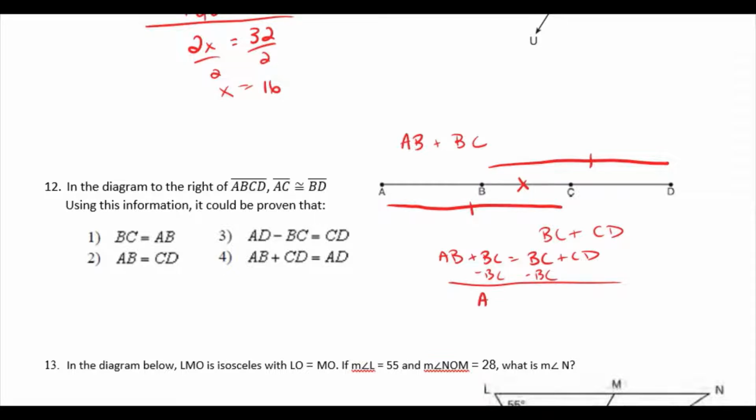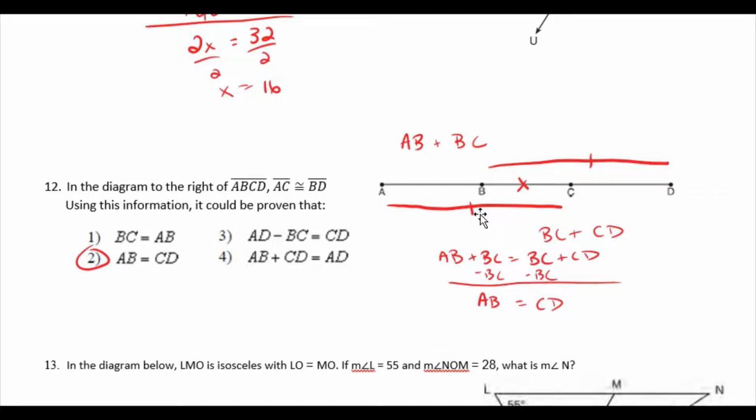We get left with AB equals CD. So this would be the thing we'd be able to prove. We wouldn't be able to show that BC is equal to AB because we don't know how big this is compared to that. AD minus BC does not equal CD, it's equal to AB plus CD. And AB plus CD does not equal AD because it's missing the middle piece, so that wouldn't make sense either.